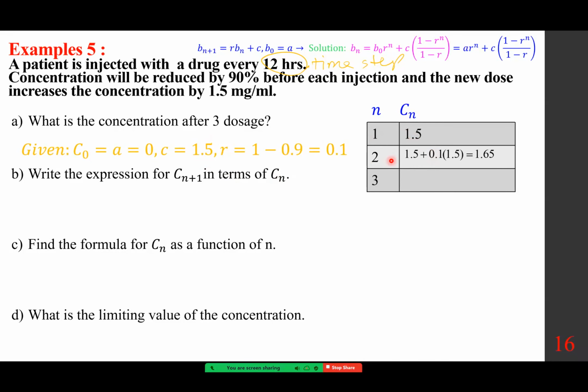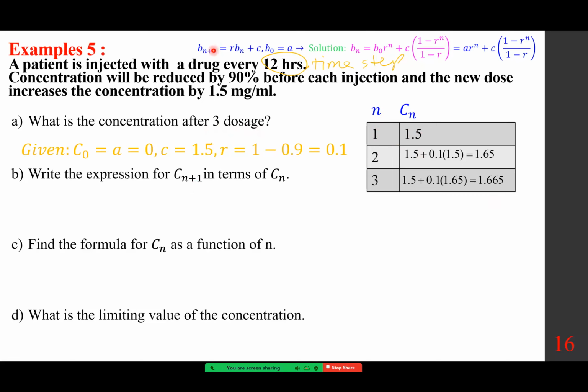What about the next case? 10% of this remains. That means 0.165, and then we add 1.5. So 1.5, and this is 10% of the previous one. Okay, everyone? And that's the table because we were interested in finding 3 of those. So n is 1, 2, 3.